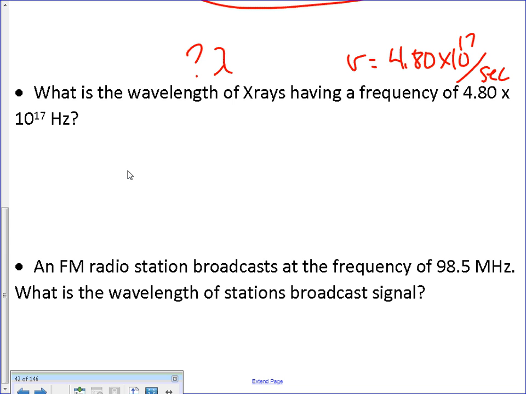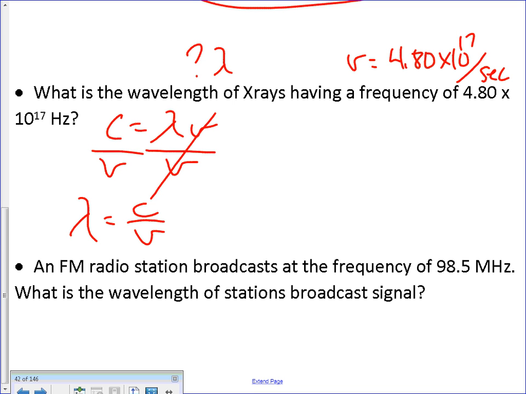Okay, so what equation are we using? C is equal to wavelength times frequency. Okay, so what are we really solving for? Or how do I rearrange the equation? Divide by V, divide by V. So wavelength is equal to C over V.